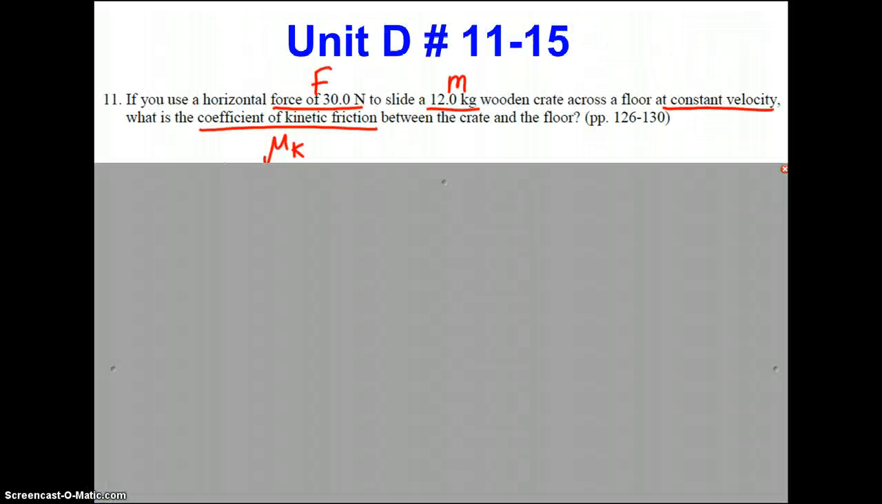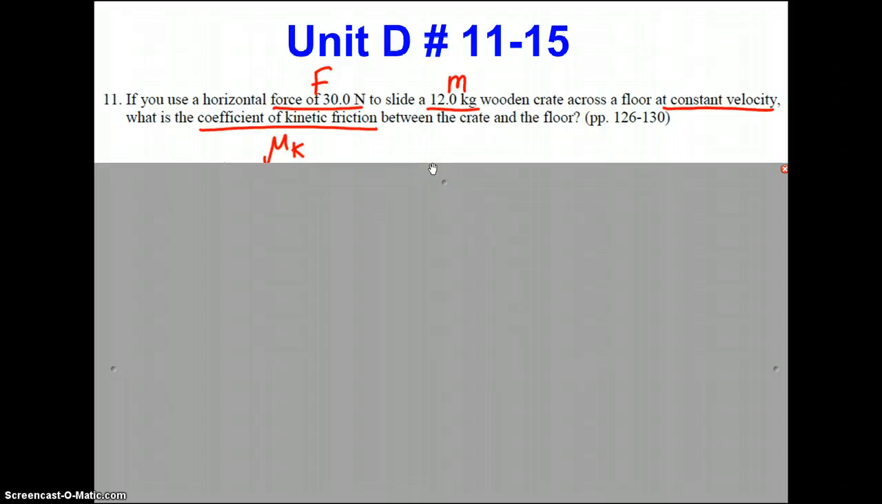Here we are at problem number 11 out of the problem set, which says: if you use a horizontal force of 30 newtons to slide a 12 kilogram wooden crate across a floor at constant velocity, what is the coefficient of kinetic friction between the crate and the floor?